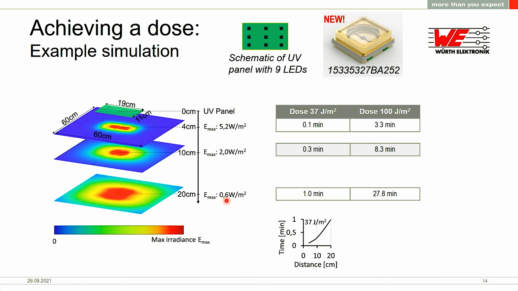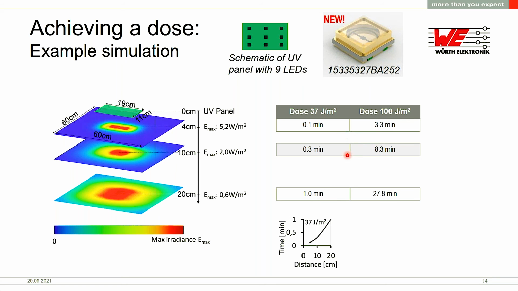So if you want to get the D90 dose for corona, so kill off 90% of the coronaviruses, we would need to achieve a dose of 37 joules per square meter. This can be done at 4 centimeters distance in 0.1 minutes, but at 20 centimeters distance, we already need about 1 minute.